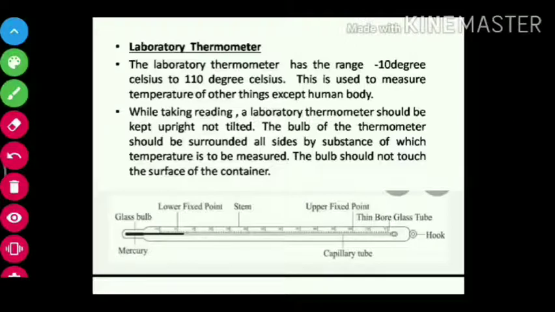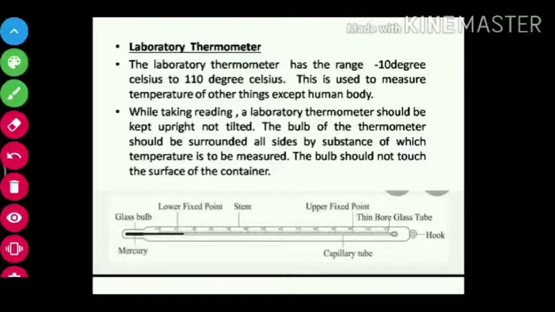For the clinical thermometer, what is the temperature range? It is 35 degree centigrade to 42 degree centigrade. Centigrade or Celsius, both are the same thing. So 35 degrees Celsius to 42 degrees.